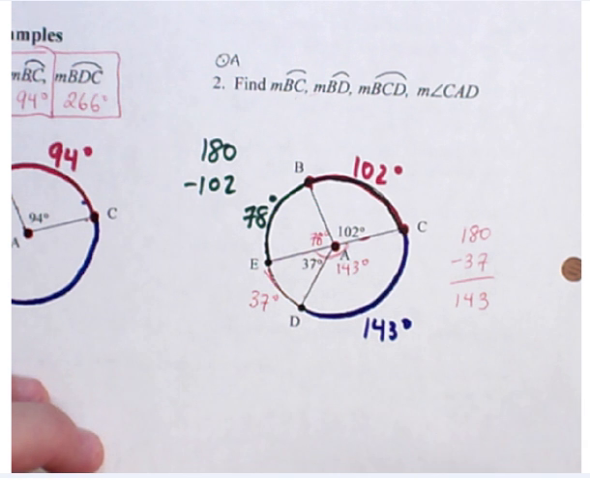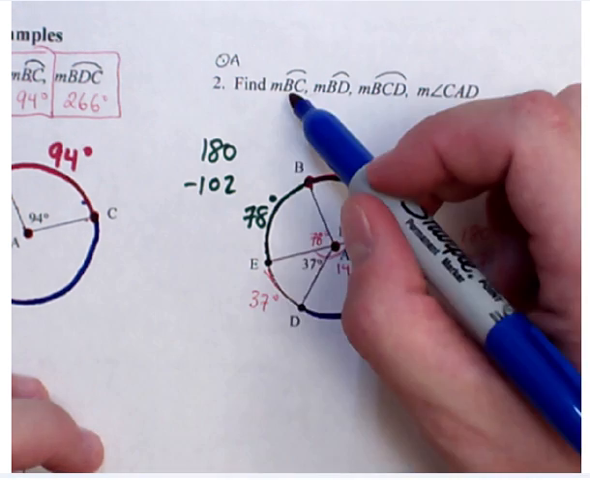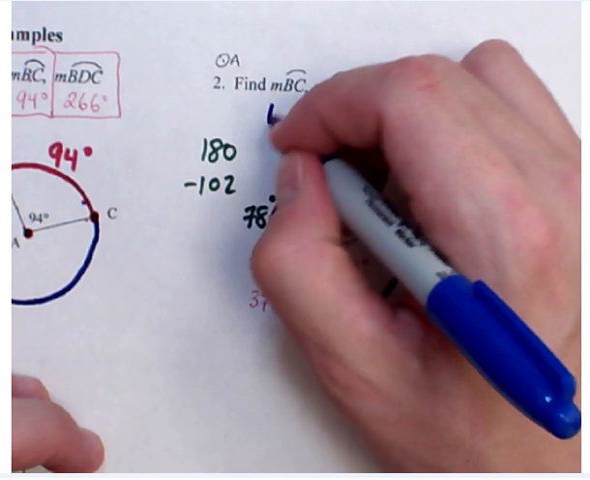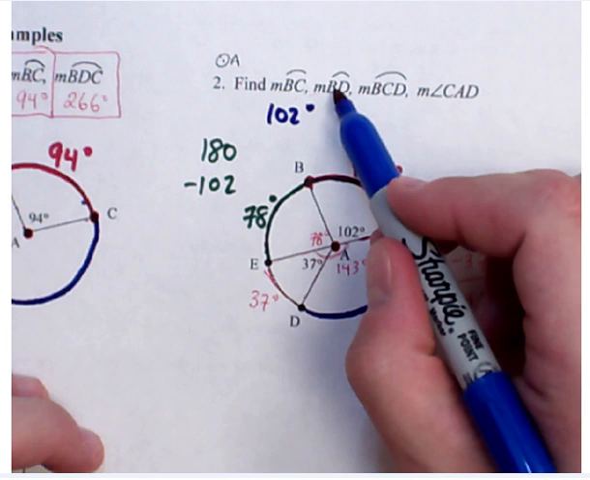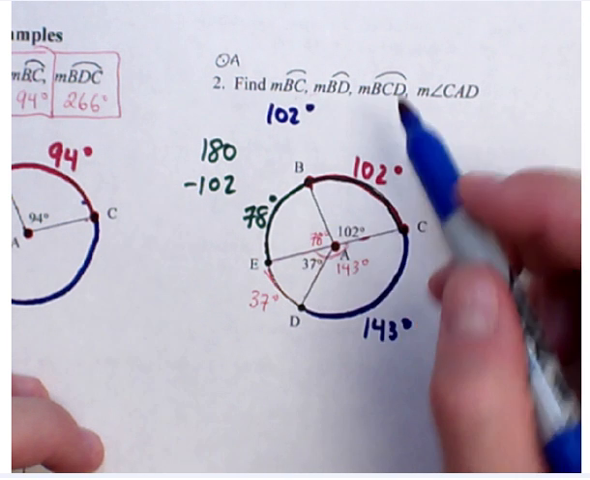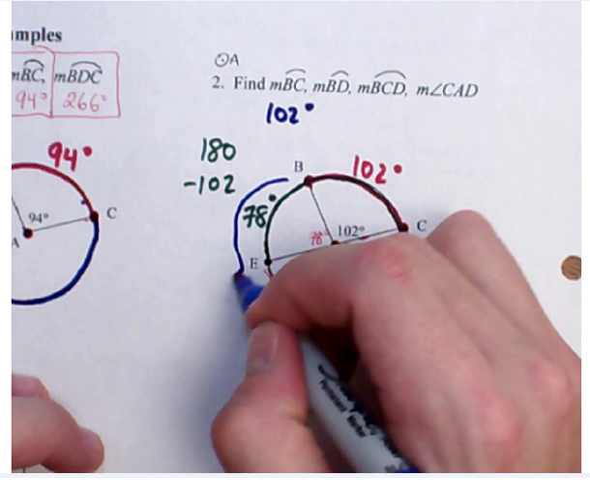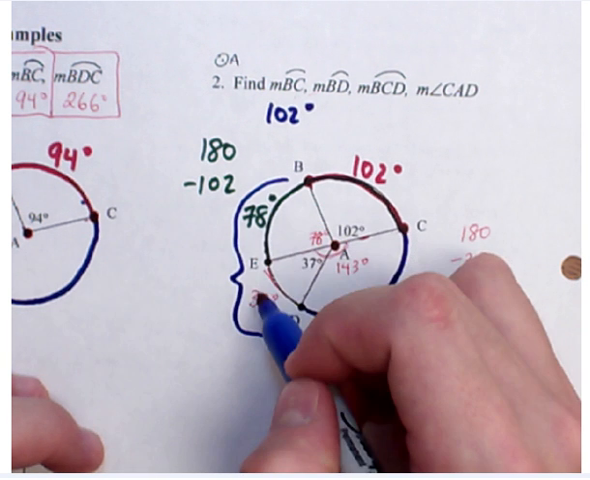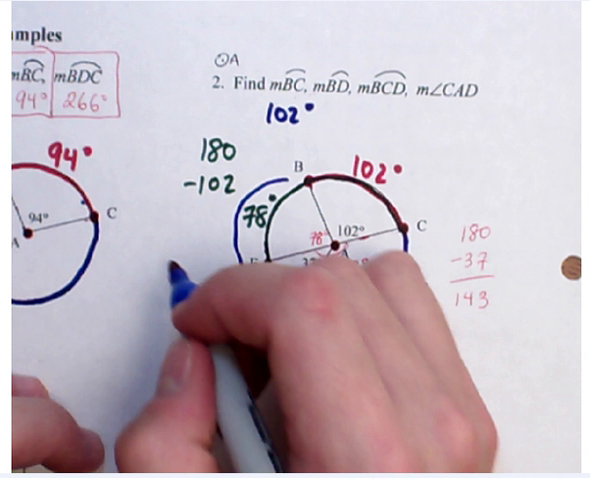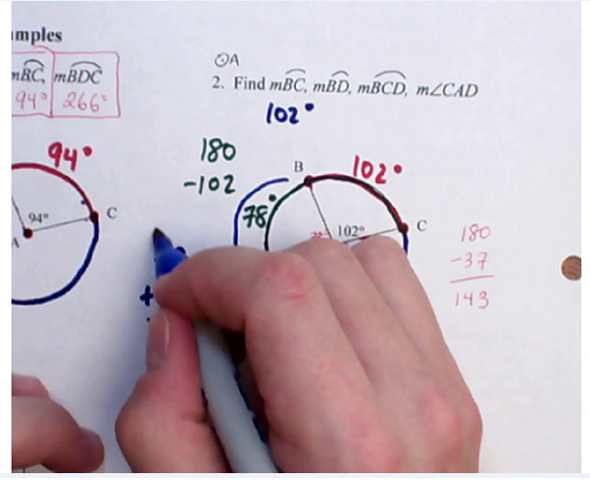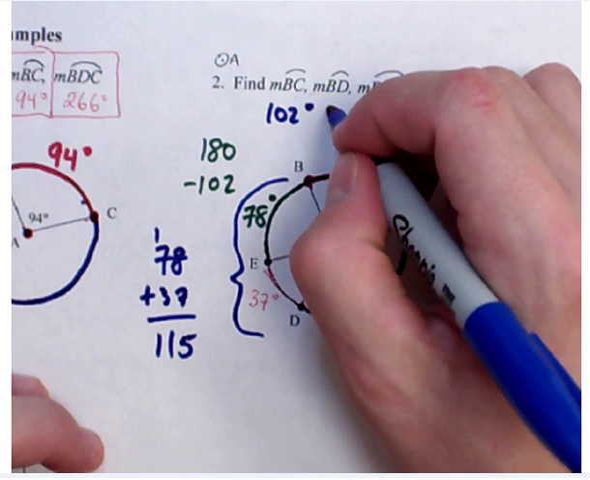The measure of arc BC, and that is 102 degrees. The measure of arc BD, now BD is this whole thing right here. So B to D is 78 plus 37, and that gives us 115 degrees.